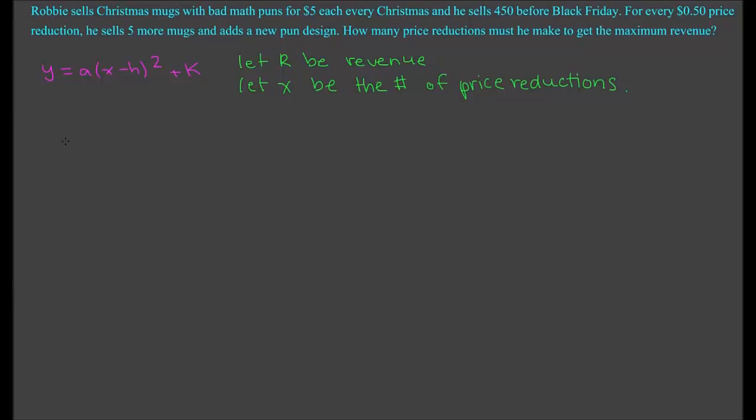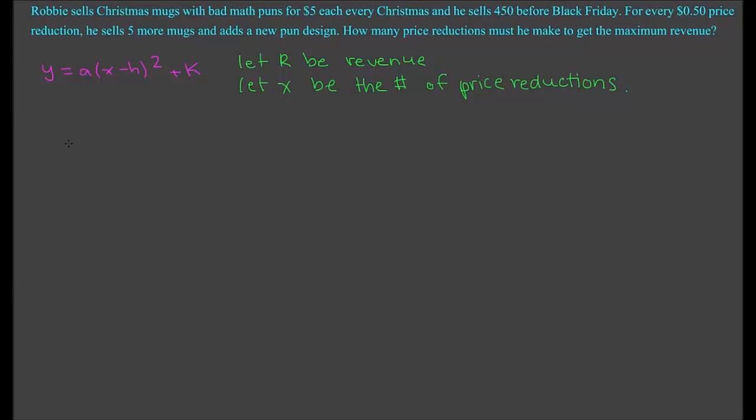The initial price of $5 is unaffected by our x value. However, our price decreases by 50 cents. We can show this in one part of the equation by writing 5 minus 0.5x. We subtract 0.5x because our price is decreasing.